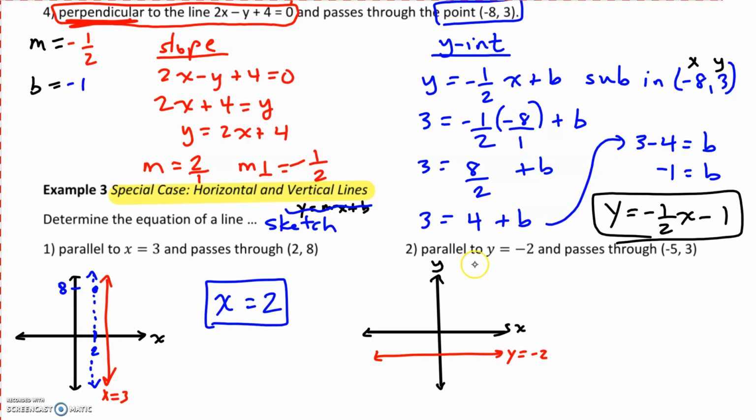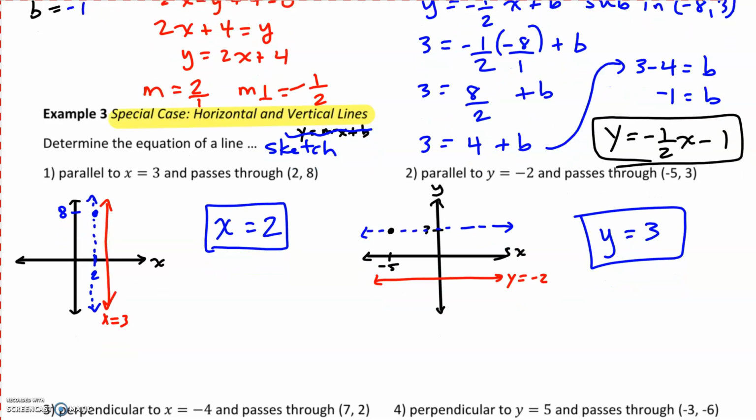All right, now my new line is parallel to y equals -2 and passes through (-5, 3). So (-5, 3) is going to be about right here, okay, in the second quadrant. Since my line is parallel to y equals -2, that means it has to go this way. So I can see my new line is a line going through the y-axis at 3, and that's my equation. All right, let's try the next ones.